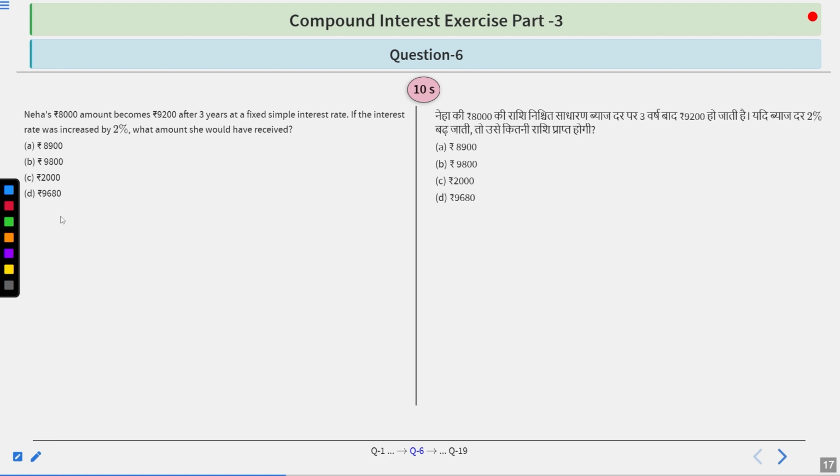Next, Neha's rupees 8,000 becomes rupees 9,200 after 3 years at a fixed simple interest rate. If the interest rate was increased by 2%, what amount would she have received? And the options are: option A, rupees 8,900; option B, rupees 9,800; option C, rupees 2,000; and option D, rupees 9,680. These are the options.